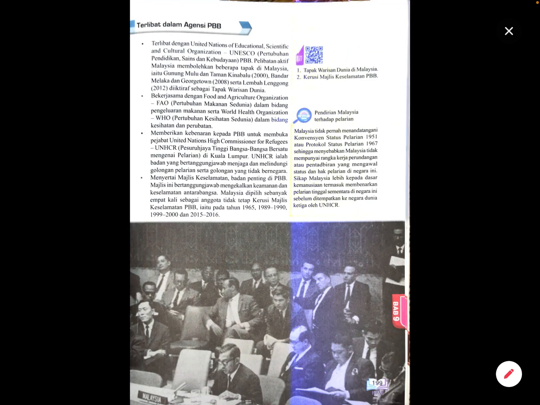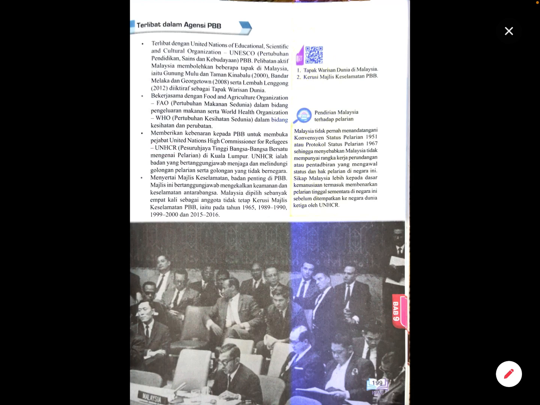Like the most popular example would be Unesco. Unesco is a way to recognize very historical sites. So we have Gunung Mulu, Taman Kinabalu, Bandar Melaka, Georgetown, and Lembah Lenggong as World Heritage Sites, Tapak Warisan Dunia. We also work together with FAO and WHO, which are based on the UN as well.